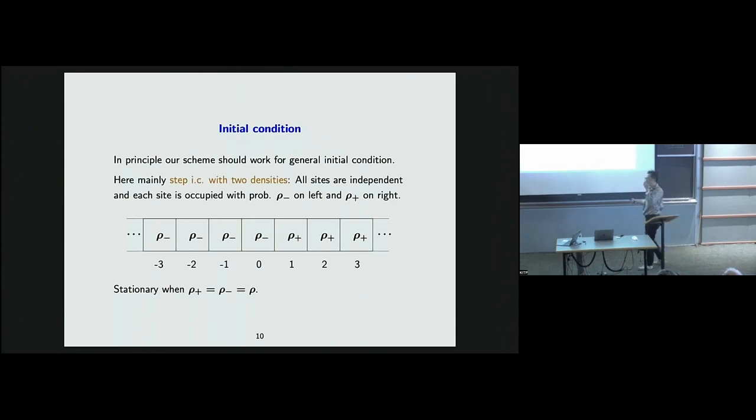Okay, and of course, we have to specify initial conditions to really study some fluctuations. Basically, our scheme will work for general initial conditions. But for the moment, let's stick to a simple initial condition in which we take step initial conditions with two densities. So at time t equals 0, the left sites are occupied independently with density rho minus, and the right sites are occupied with density rho plus independently, right? Then, of course, the stationary case is one of the most important cases, and this can be realized simply by setting rho plus equal to rho minus equal to rho. Okay, I think the model and the quantities are defined and clear.